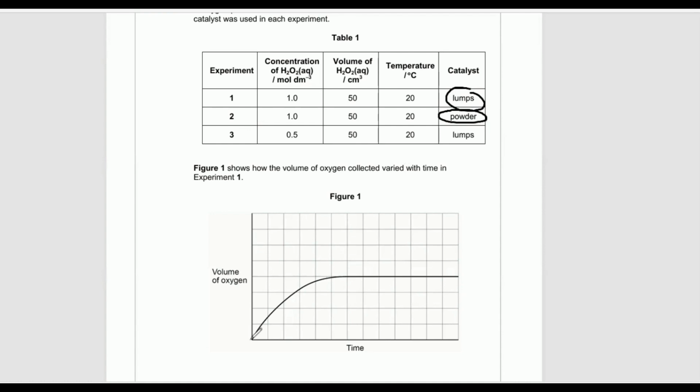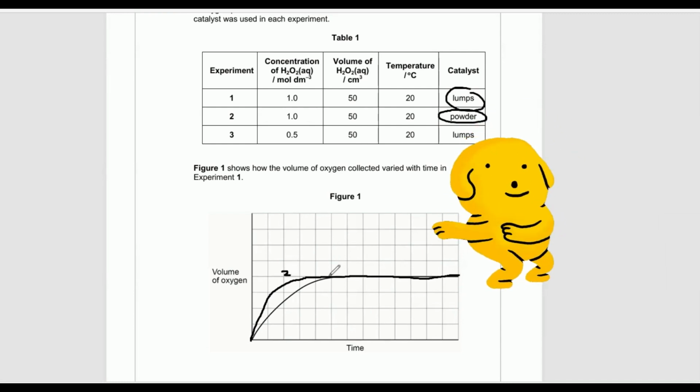So you're going to get the mark here for 2 things. Having it react faster, so the line needs to be steeper, and then it will run out of reactant first because it's reacting at a higher rate of reaction, but it's going to end up at the exact same place. Shouldn't be a wobble in the line there, but there we go. That is line number 2.